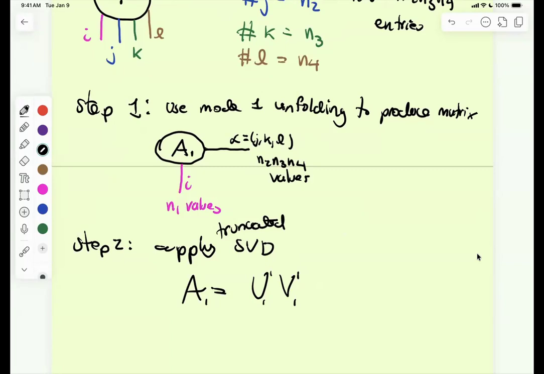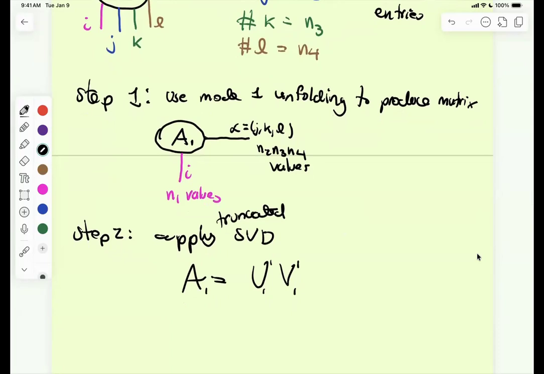So again, what is the size of the matrix A1? A1 was an N1 times N2, N3, N4 matrix, right? So U1 would be N1 times R1, where R1 is the rank of the matrix A1. And the other one would be R1 times N2, N3, N4.